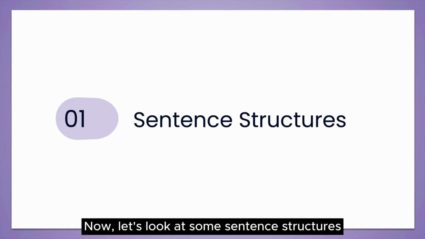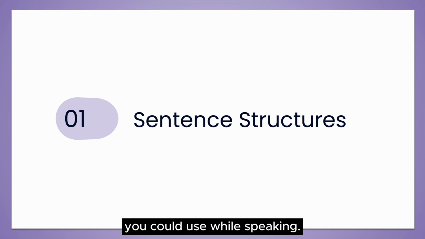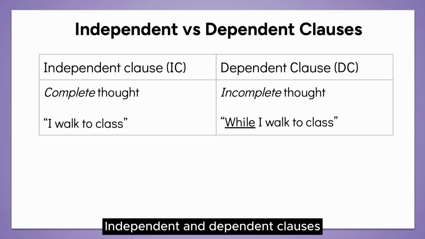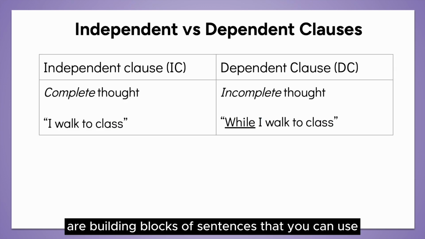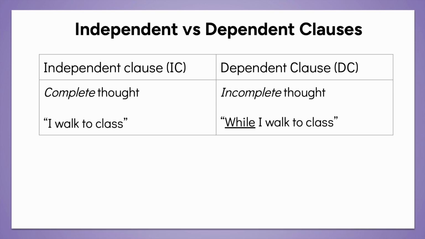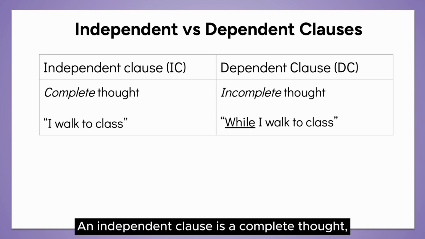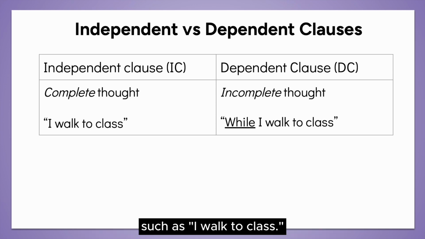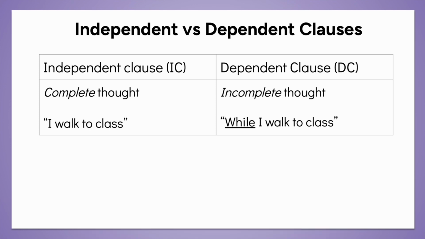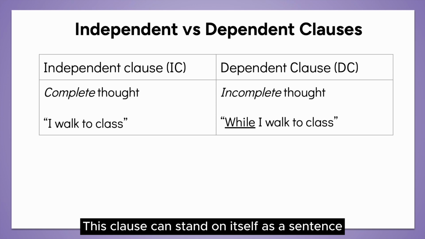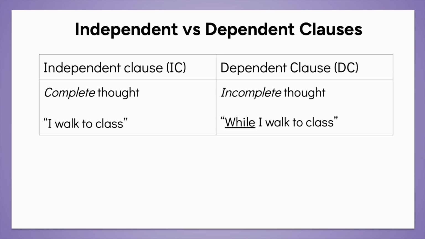Now let's look at some sentence structures you could use while speaking. Independent and dependent clauses are building blocks of sentences that you can use to make longer and more advanced sentences. An independent clause is a complete thought, such as, "I walked to class." This clause can stand on itself as a sentence.